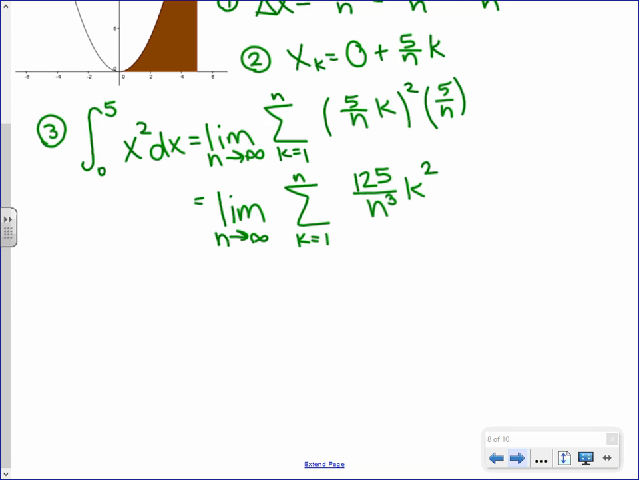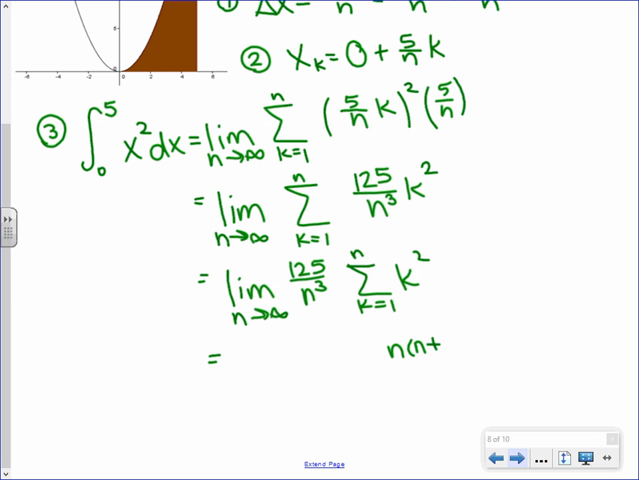Our index is k, correct? So n has nothing to do with the sum. You agree? Okay. So we can move 125 over n cubed outside of the summation, and now we're worried about the sum of k squared from 1 to n. The sum of k squared from 1 to n is n times n plus 1 times 2n plus 1 over 6. Okay. Times, I'm going to split this up. This was 1 over n cubed, and then times 125. I'm going to split those up, and you'll see why.